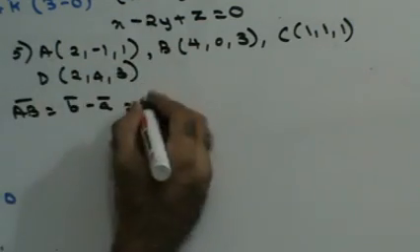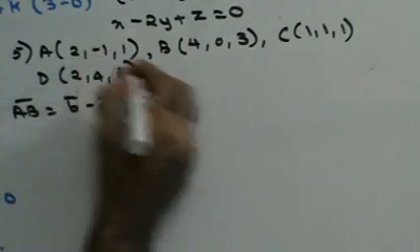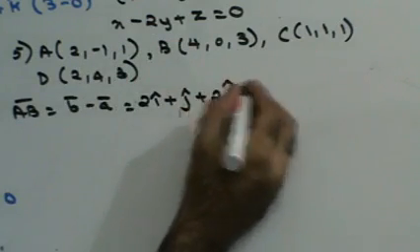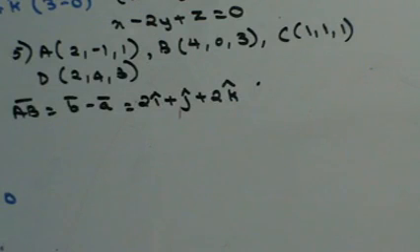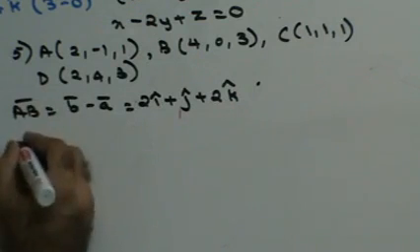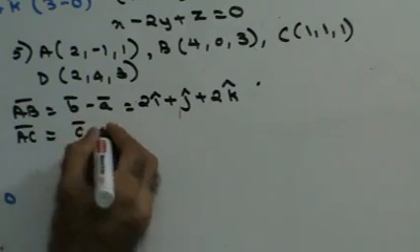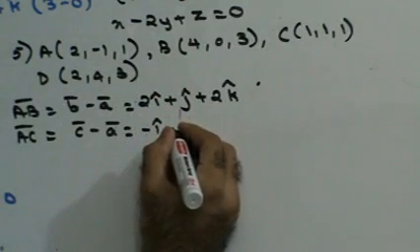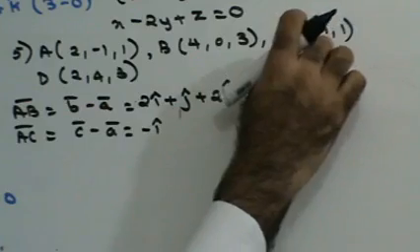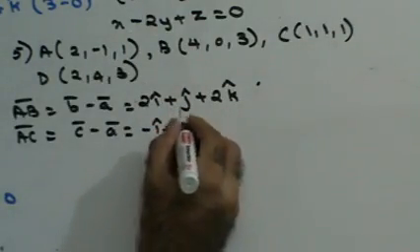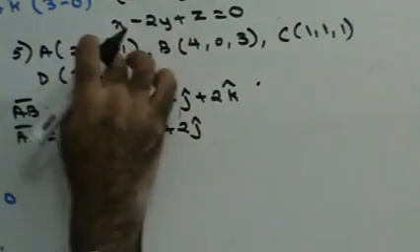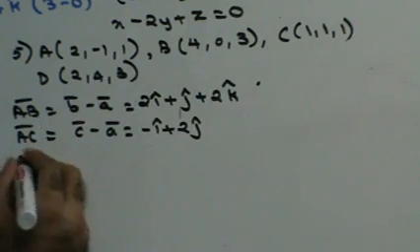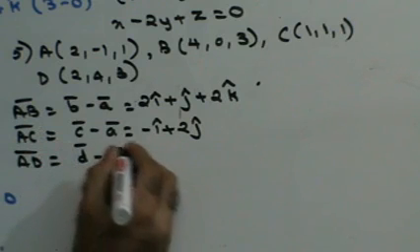So this will be 4 minus 2, that is 2i vector, 0 minus of minus 1, plus j vector, 3 minus 1, plus 2k vector. So AB vector will be nothing but 2i vector plus j vector plus 2k vector. Next, let's find out AC vector. It will be nothing but C vector minus A vector: 1 minus 2, minus i vector, 1 minus of minus 1, plus 2j vector, 1 minus 1, 0. So this is going to be nothing but minus i plus 2j vector. Then AD vector. AD vector will be D vector minus A vector.